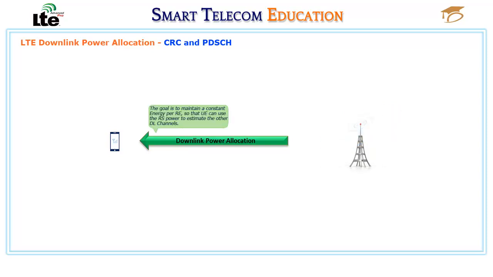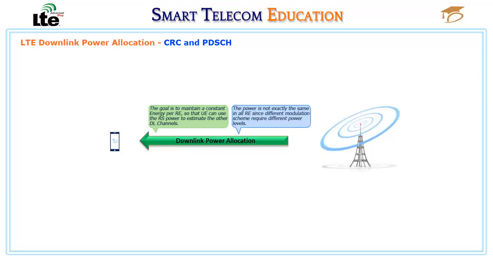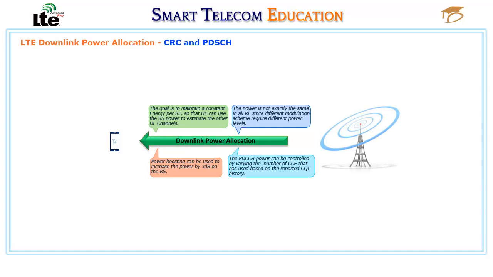The goal is to maintain a constant energy per resource element, so that the UE can use the reference signal power to estimate the other downlink channels. The power is not exactly the same in all resource elements since different modulation schemes require different power levels. Power boosting can be used to increase the power by 3 decibels on the reference signal. The PDSCH power can be controlled by varying the number of CCEs that are used based on the reported CQI history.